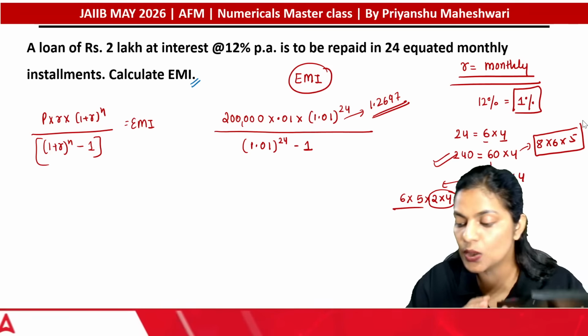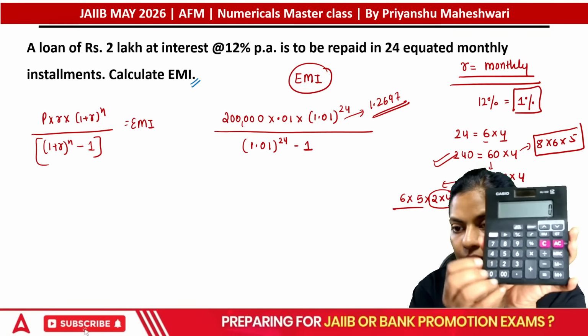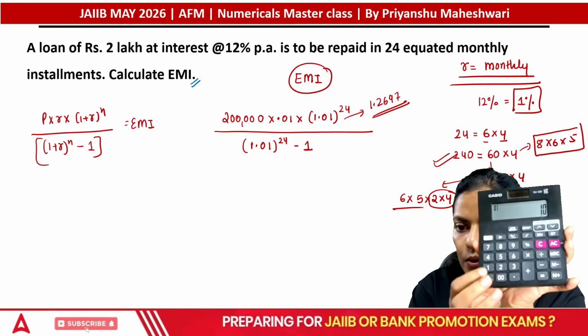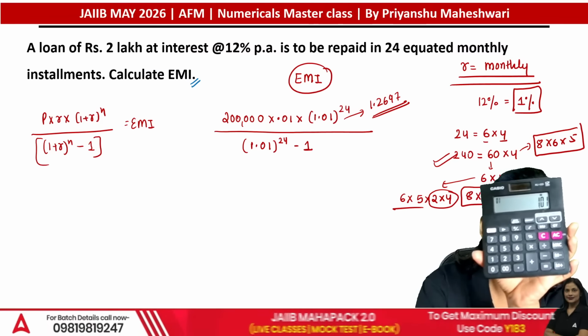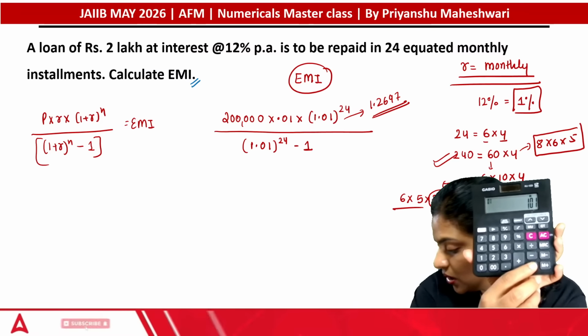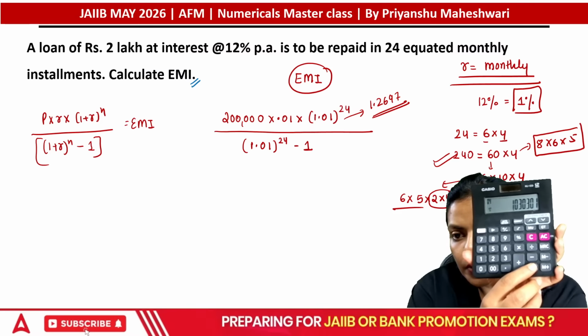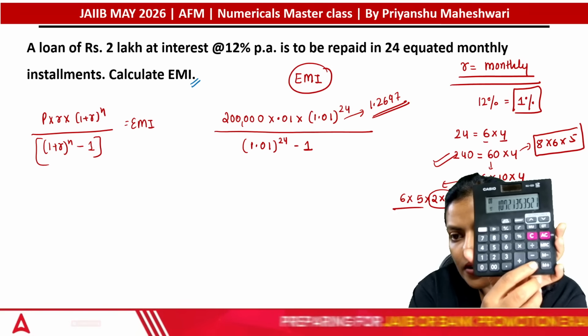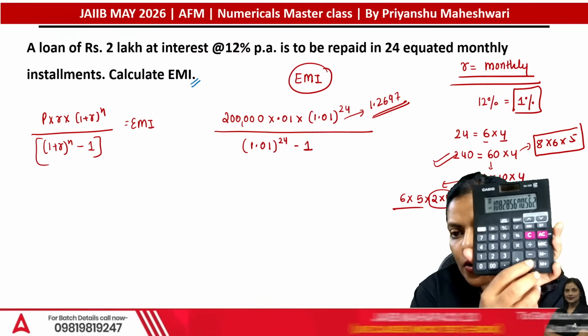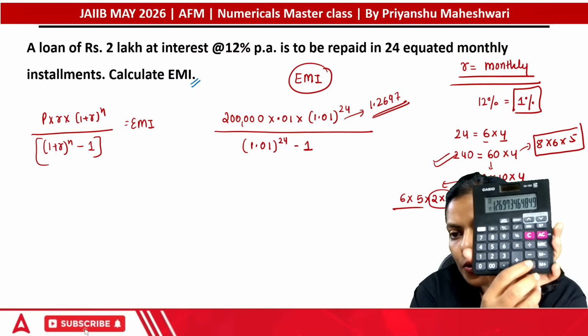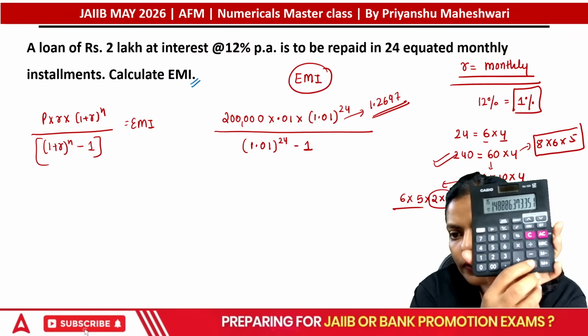Now see, 30 into 8 is 240, right? Now 1.01 multiplied by. The first one is 8. How many times will I press equals to? 7 times. 1, 2, 3, 4, 5, 6, 7. Again multiplied how many times? 6. So 5 times. 1, 2, 3, 4, 5.